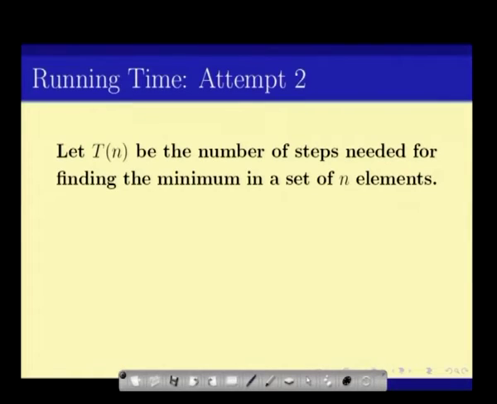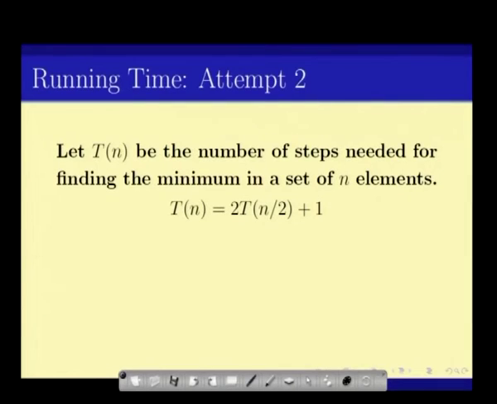So, the idea is basically to define T(n) to be the number of steps required for finding the minimum in a set of n elements, or in general, define T(n) to be the number of steps required to solve that problem. And now, since we have split the whole problem into two or multiple smaller problems, we can use that set of recursive calls to obtain a recurrence relation on T(n).